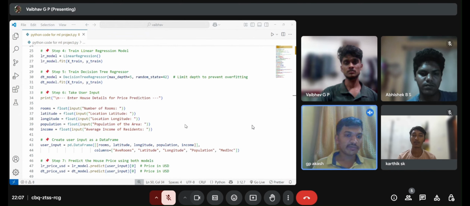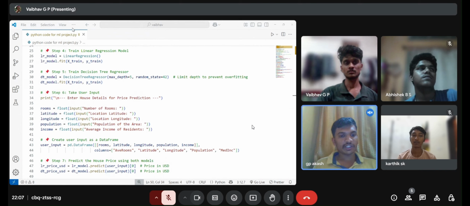The next will be income, representing the median income of people in the area. One of the strongest factors affecting house prices: higher income, higher price.